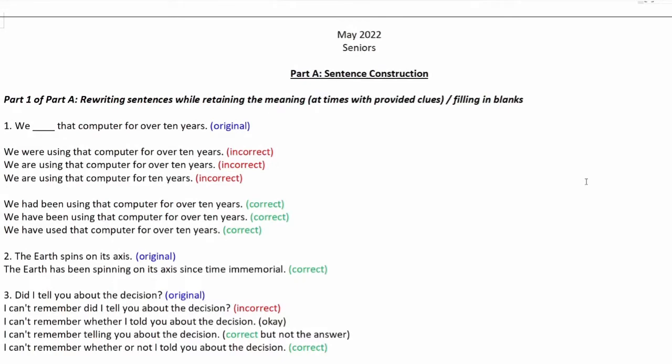Alright, seniors, let's do notes for May. Let's begin with sentence construction. Part 1, rewriting sentences while retaining the meaning. At times, you're provided with clues or just fill in the blanks, whatever.